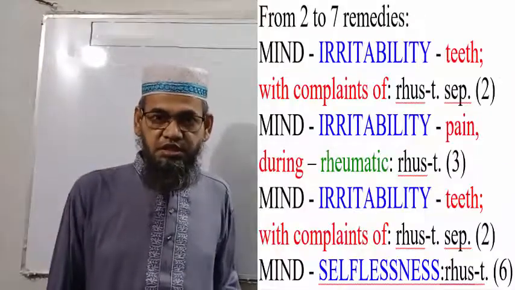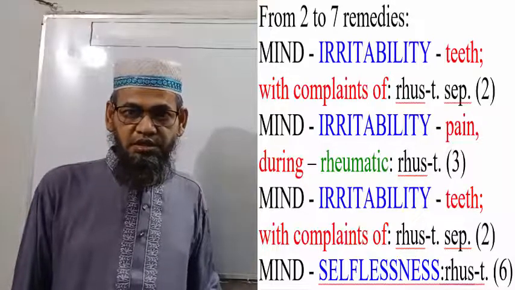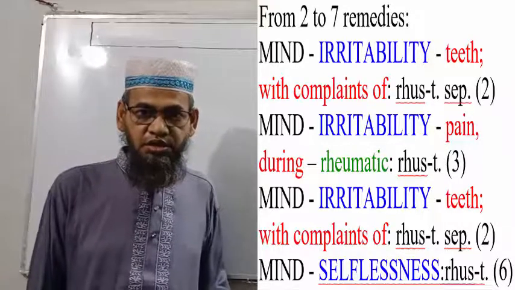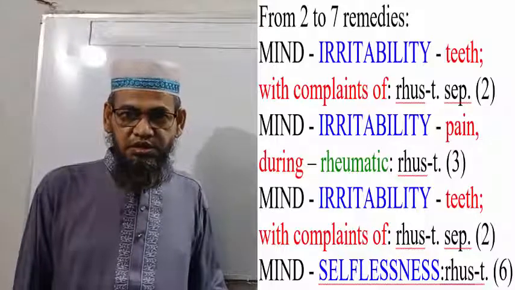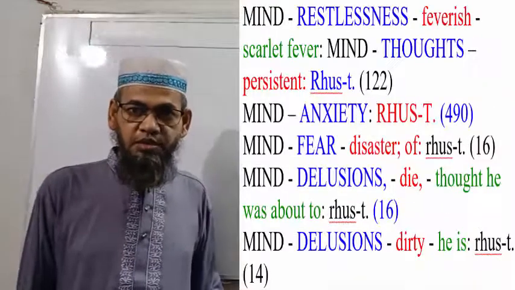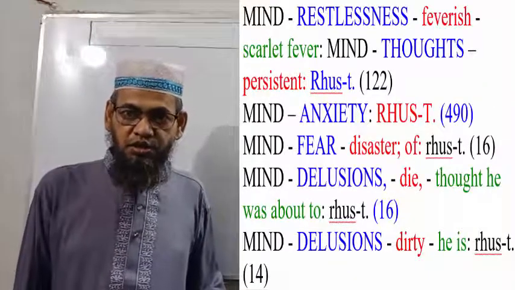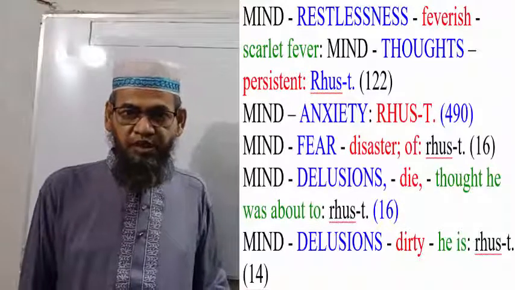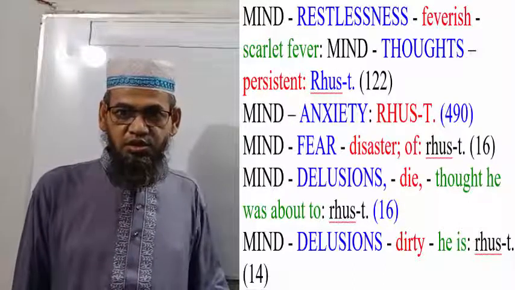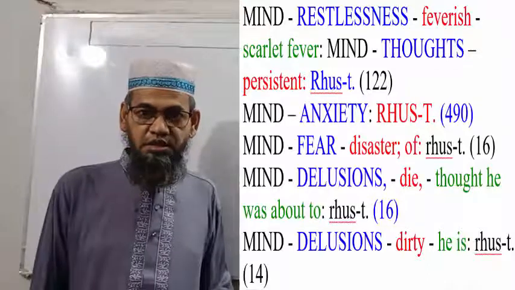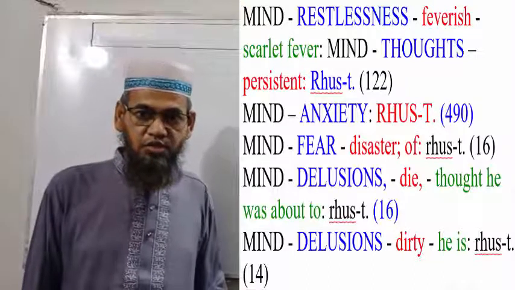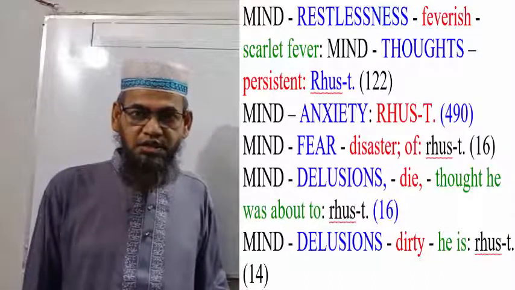From two to seven medicines: mind irritability, teeth, complaints of. Mind irritability, pain during rheumatic. Mind irritability, teeth with the complaints of. Mind sleeplessness. Up to seven rubrics, and more rubrics are almost the same. Mind restlessness, heavy scarlet fever. Mind thoughts persistent. Mind anxiety. Mind fear, disaster of. Mind delusion, die, thought was about to. Mind delusion, dirty he is.